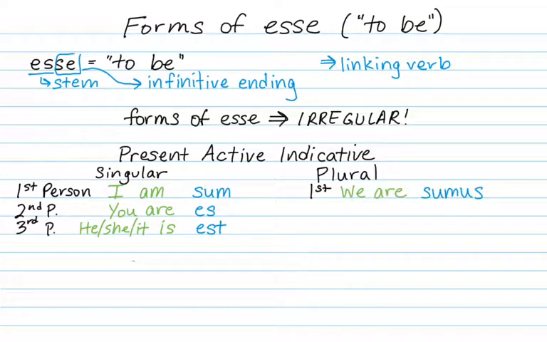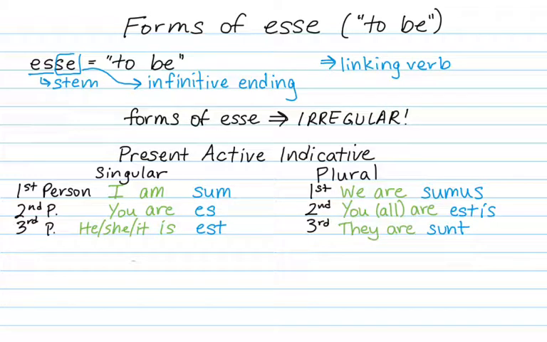The first person plural, we are, in Latin is sumus. The second person plural, you all are, in Latin is estis. And the third person plural, they are, in Latin is sunt. If you look at these forms, sum, es, est, sumus, estis, sunt, you'll see that you can recognize, for the most part, the endings that you've learned before.